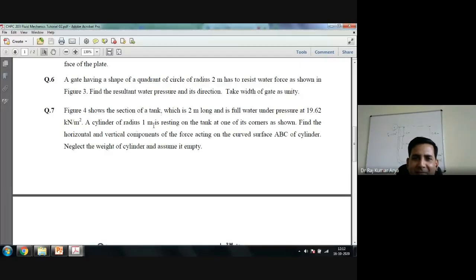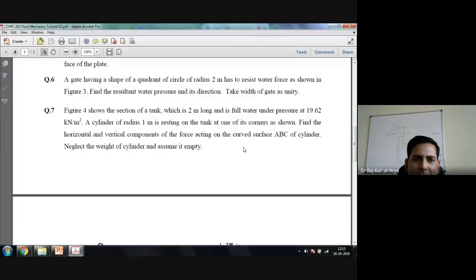A cylinder of radius 1 m is resting on the tank at one of its corners as shown. Find the horizontal and vertical component of force acting on the curved surface ABC of the cylinder. Neglect the weight of the cylinder. Okay.